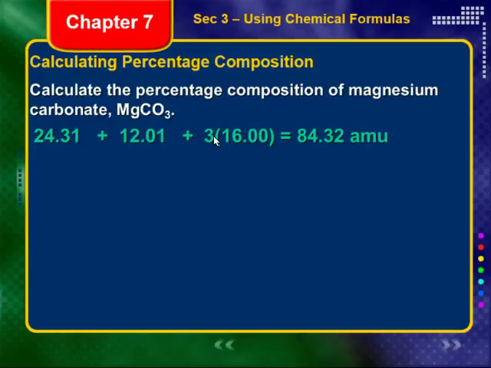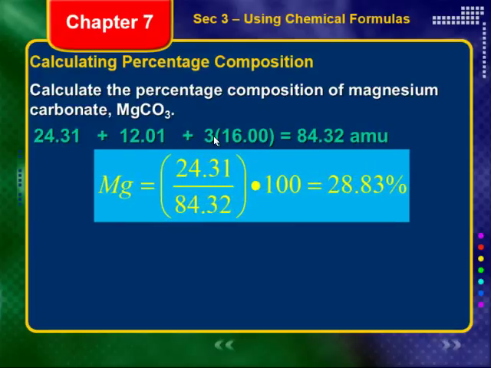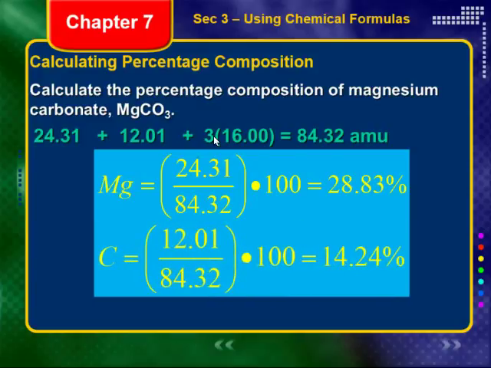So let's start off with magnesium. There's only one atom of magnesium in here, the 24.31. So we're going to take that magnesium mass, the 24.31, divided by the total mass, 84.32, multiply it by 100, and we get 28.83%. Do the same thing for carbon. There's only one carbon atom, so that's 12.01 AMU. I'm going to divide that by the total mass, 84.32. Multiply it by 100, we get 14.24%.